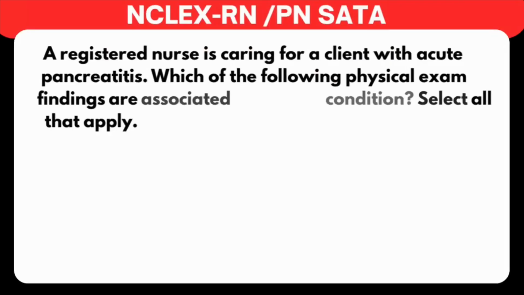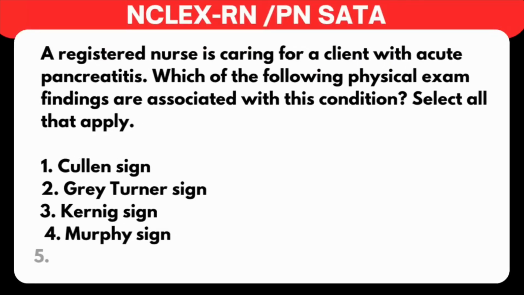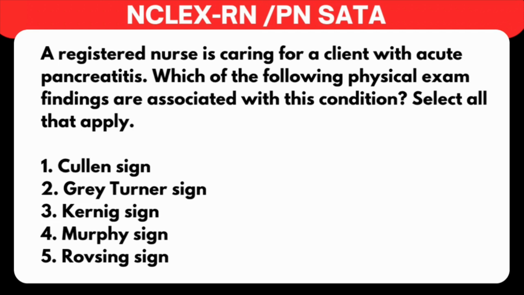A registered nurse is caring for a client with acute pancreatitis. Which of the following physical exam findings are associated with this condition? Select all that apply. 1. Cullen sign. 2. Gray-Turner sign. 3. Koenig sign. 4. Murphy sign. Or 5. Rovsing sign. So let's do a quick refresher.